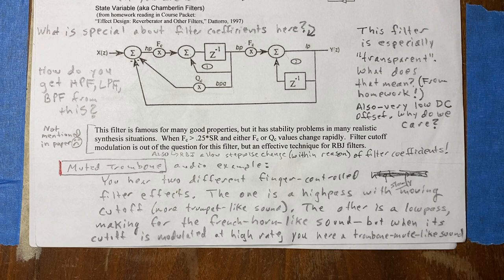So when this low-pass filter, if you start modulating its cutoff really quickly, it doesn't sound like a low-pass anymore. In fact, it sort of makes this mute effect that sounds somewhat reminiscent of a muted trombone. So go ahead and try to listen for that in this sound example.